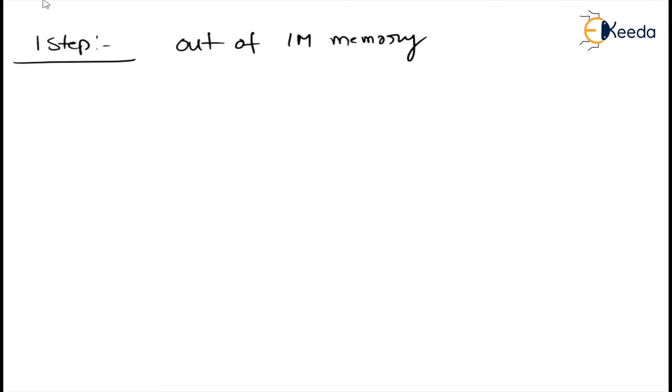In the first step, out of 1 MB of memory, we have to decide from where we have to read the data. That is the first step.